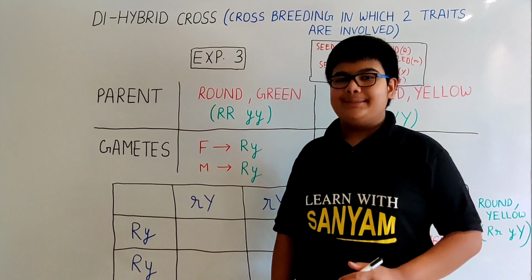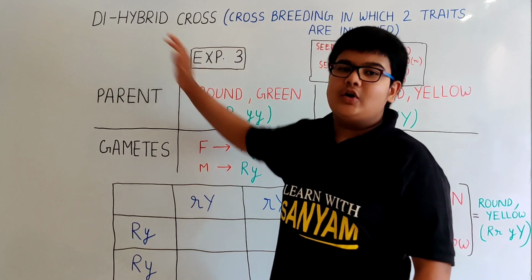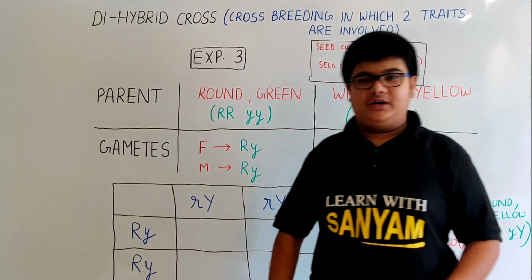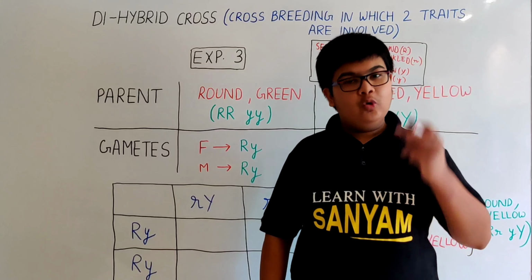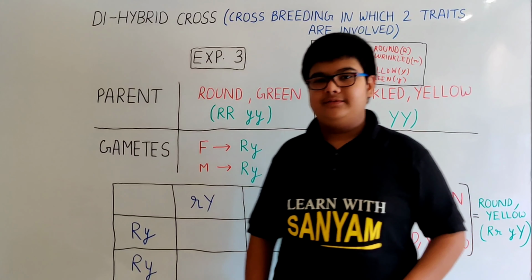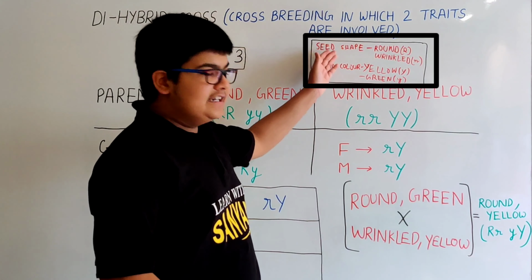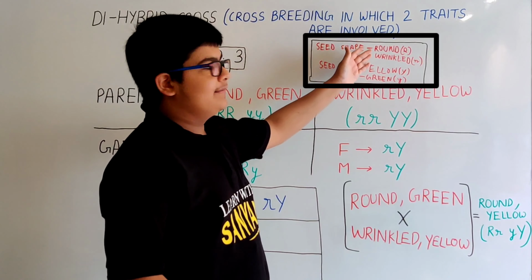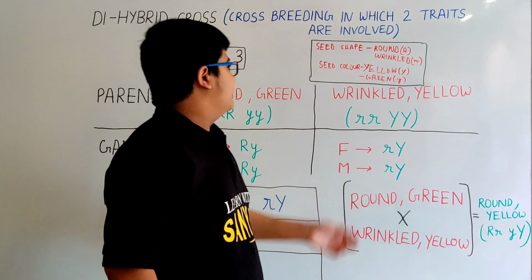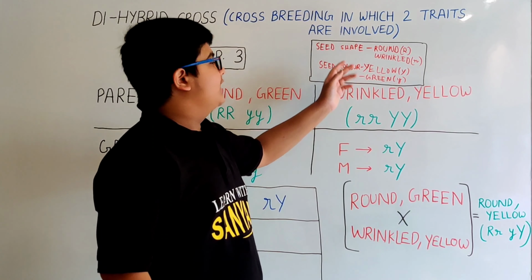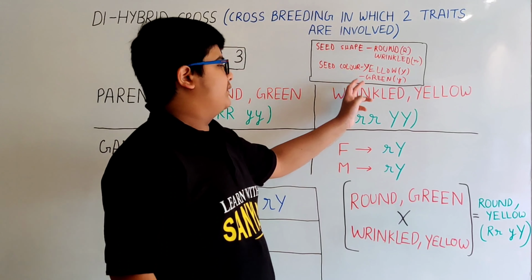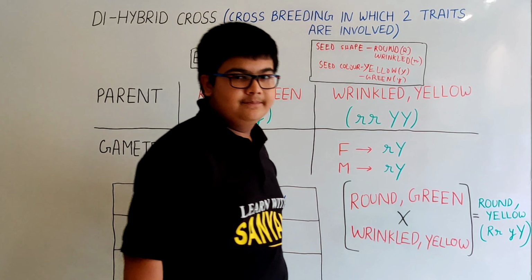Now, the third experiment is about the dihybrid cross. This is crossbreeding in which two traits are involved. Mendel took two characteristics of the pea plants, seed shape and seed color. On the basis of seed shape, he took round seeds, represented by capital R, and wrinkled seeds, represented by small r. On the basis of seed color, he took yellow and green seeds. Yellow seeds are represented by capital Y and green seeds by small y.